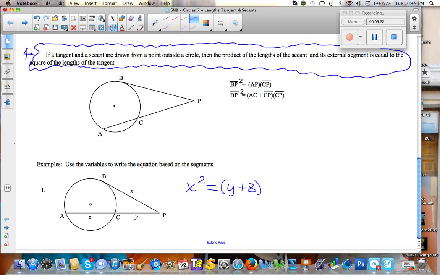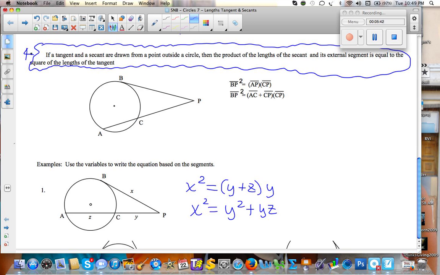Now you could leave the equation like that, or we could go on and distribute, which means we would get x squared equals y squared plus yz. So either of those would be fine. Let's turn to the next example.